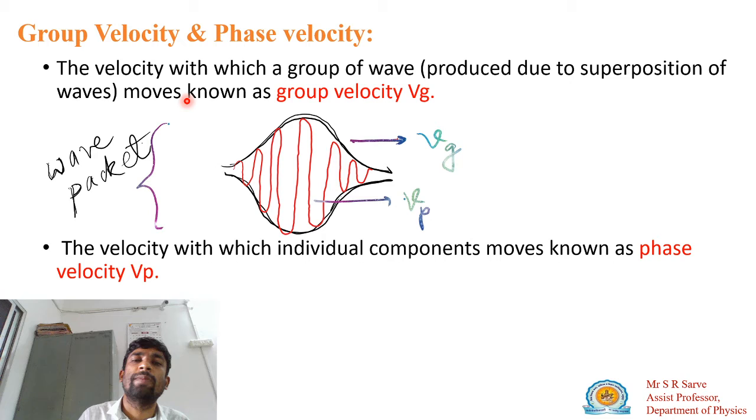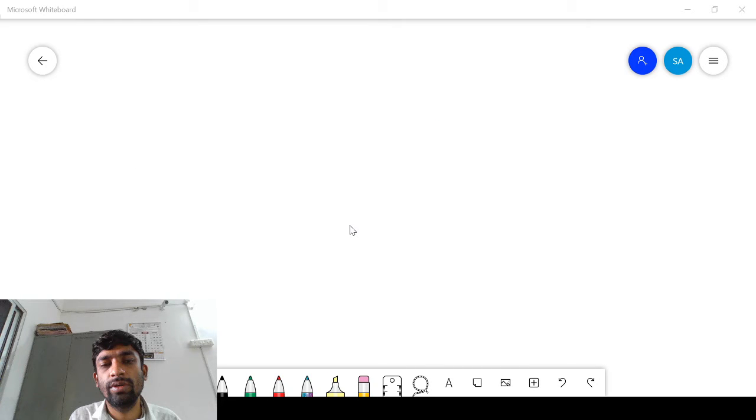Here you observe that the wave packet velocity is your group velocity, and the individual component of this wave packet, their velocity is known as your phase velocity. Okay, so this is about your group velocity and phase velocity. Now we're going to use the whiteboard. How will you explain the relation between group velocity and phase velocity?